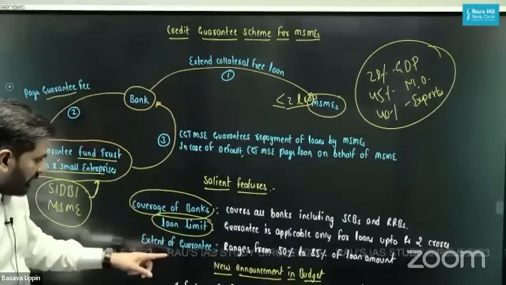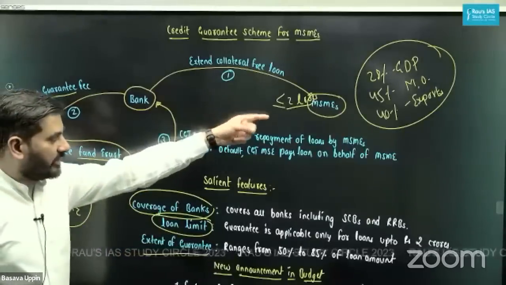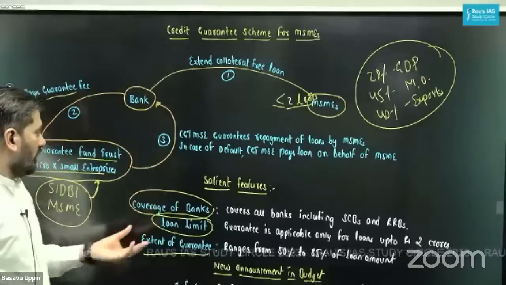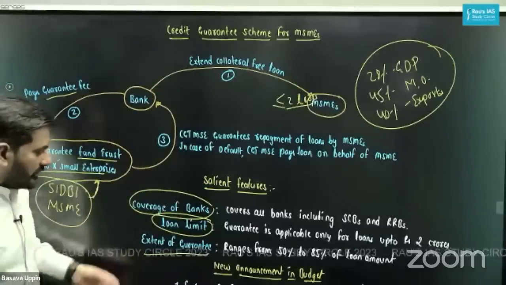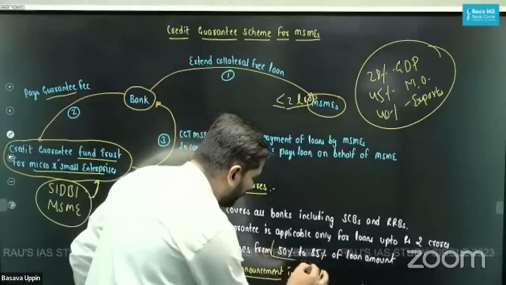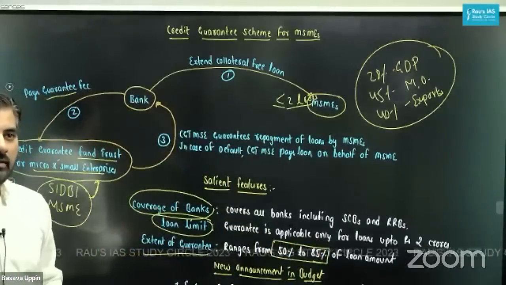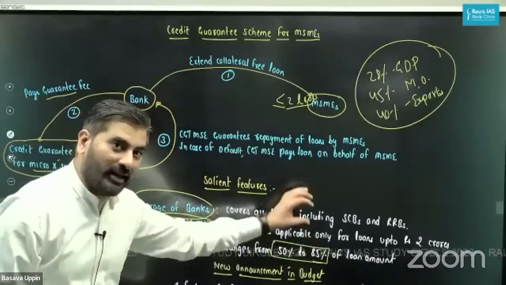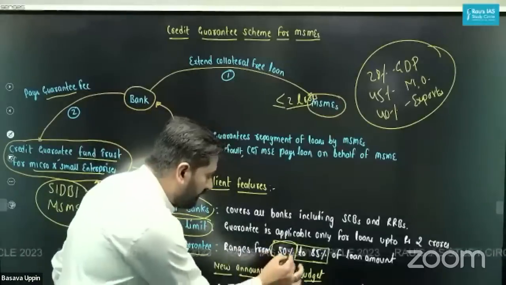And look at the last part, extent of guarantee. So if this MSME defaults on repayment of loans, what extent of loan amount will this entity pay to the bank? Kitna guarantee dega? This guarantee ranges from 50% to 85% of the loan amount. Minimum guarantee कितना हो सकता है? 50%. Maximum guarantee कितना हो सकता है? 85%.